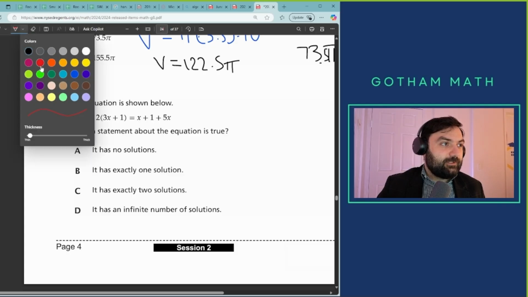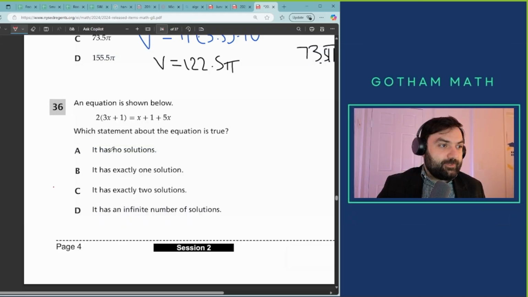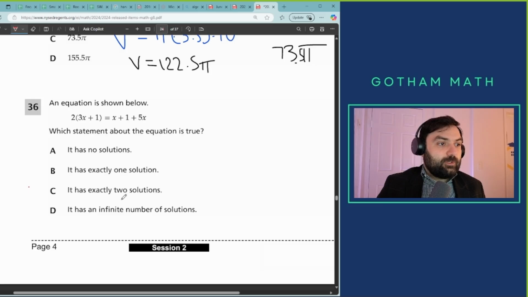Use a different color. Let's go. An equation is shown below. Okay, we have an equation. Which statement about the equation is true? So, no solutions, one solution, two solutions, infinite solutions. How do we know what it is?